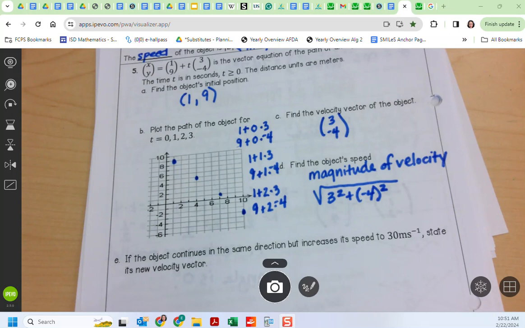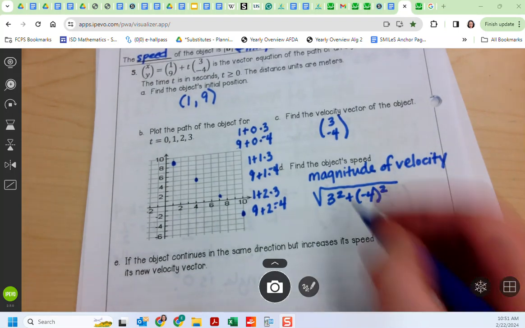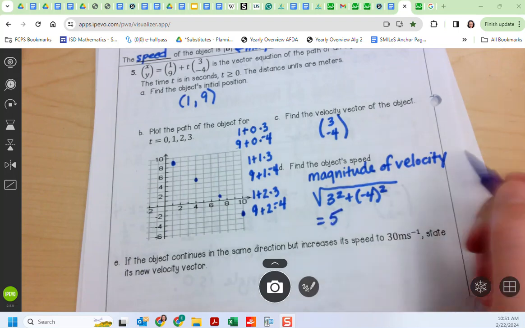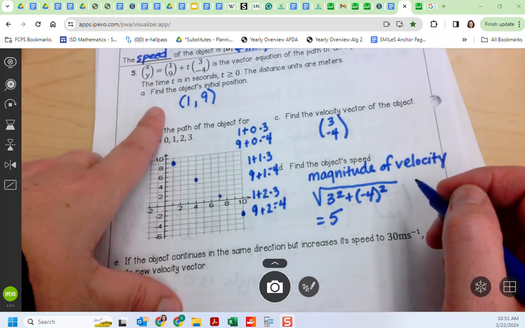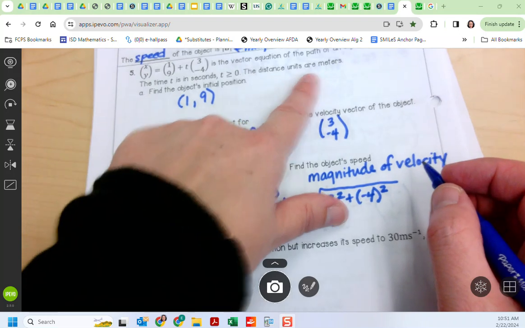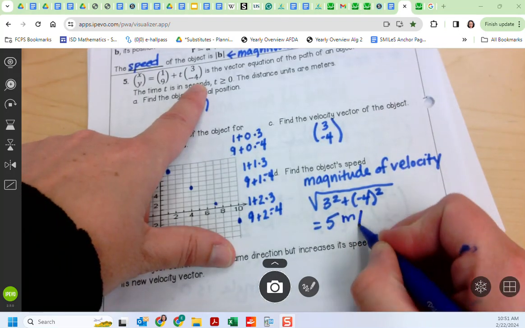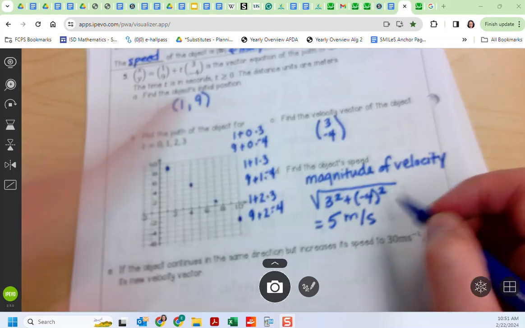Share your answer with a neighbor. All right, square root of 25 gives us 5. Good. So it's 5, and I think we have a unit. Meters and then per second, because it's a speed, right? Meters per second.